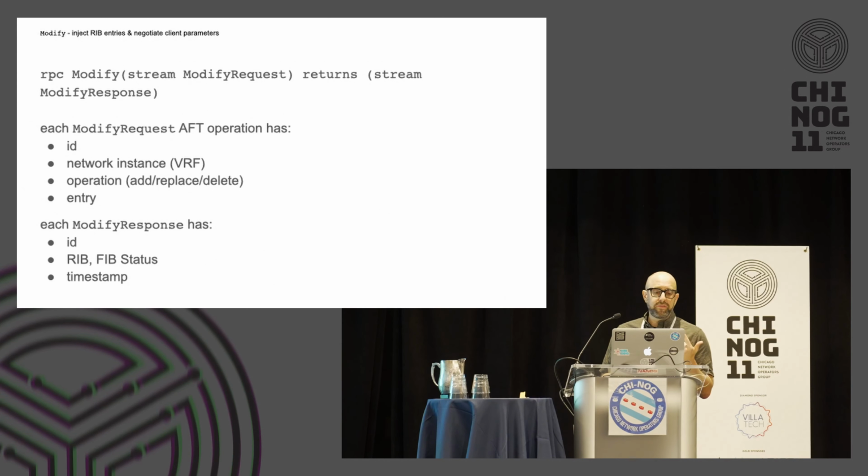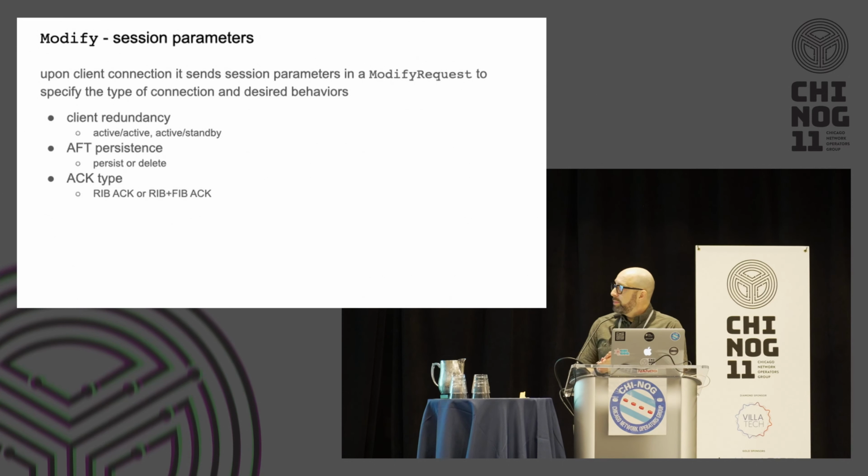It indicates the VRF, or network instance, that it's taking place against, and then the operation that I'm interacting with here, which is the add, replace, or delete operation, and a corresponding entry, which is the definition that we provided previously. The server on the router will respond with the ID, and then the RIB or FIB ACK status, and a timestamp. So I get some ability to actually go through and trace what's going on here. A little bit about the session parameters. These are how we control the active standby nature of the controller interactions.